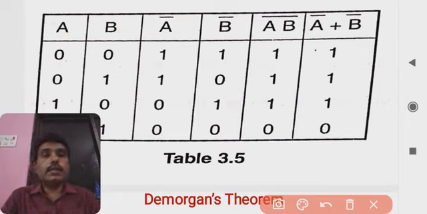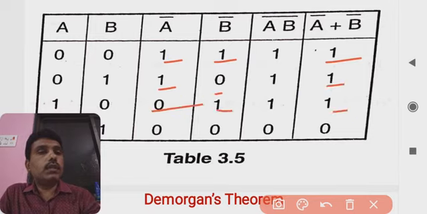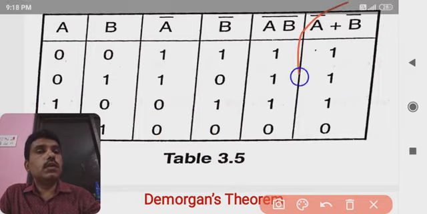But what is the right hand side? It is A complement or B complement, so I have to add these two. So 1 plus 1, that is 1, 1 plus 0, that is 1, 0 plus 1, that is 1, 0 plus 0, that is 0. So this is the output, basically the A complement or B complement values.